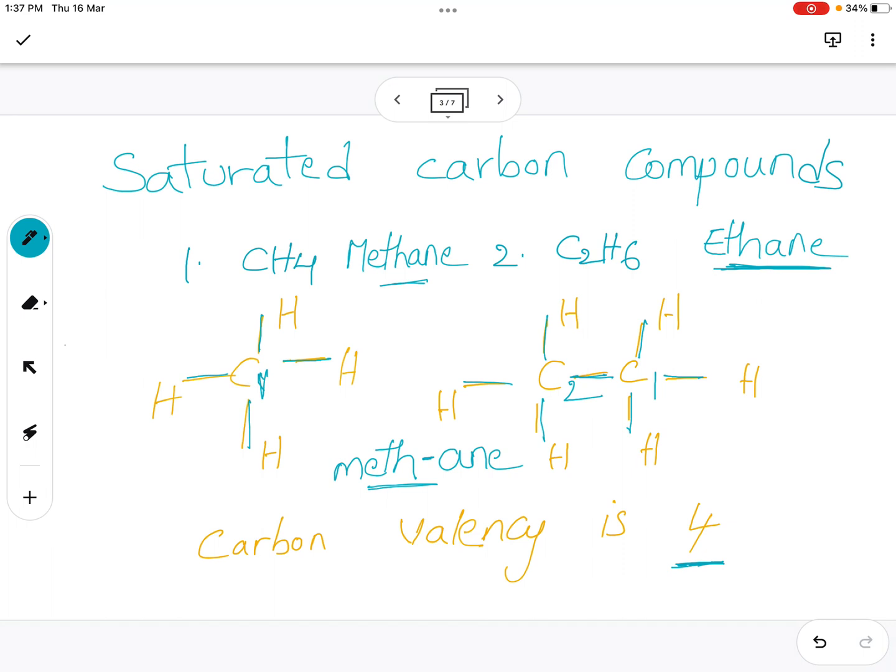This is about saturated carbon compounds. Saturated carbon compounds contain only single bonds. Just remember the point: only single bonds. In methane, see here, all single bonds only. In ethane also, the ethane compound contains only single bonds.